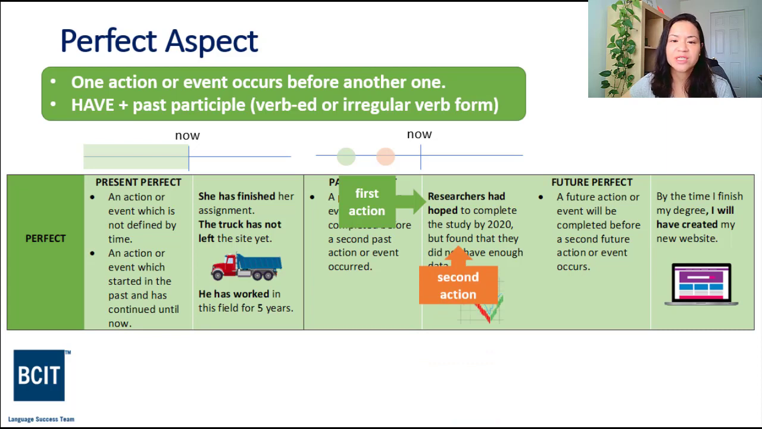Future perfect is quite similar to this. Using will plus have plus past participle, future perfect signifies a future action or event will be completed before a second future action or event. Again, the first action or event uses the future perfect form. By the time I finish my degree, I will have created my new website. Again, here's the first action and here's the second.